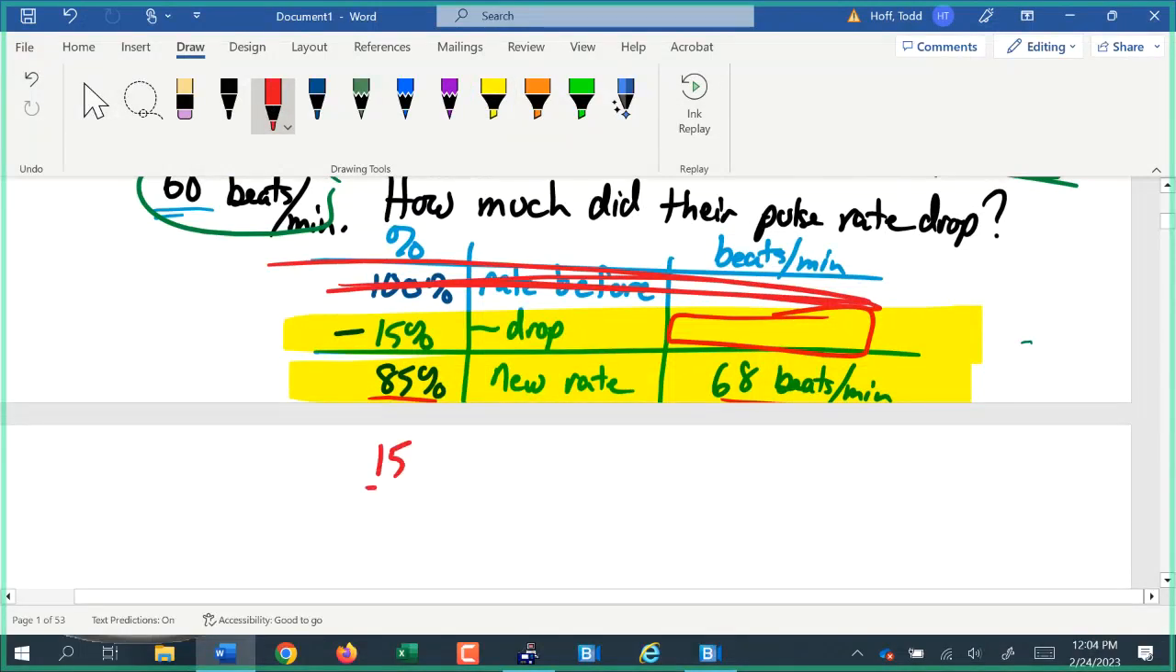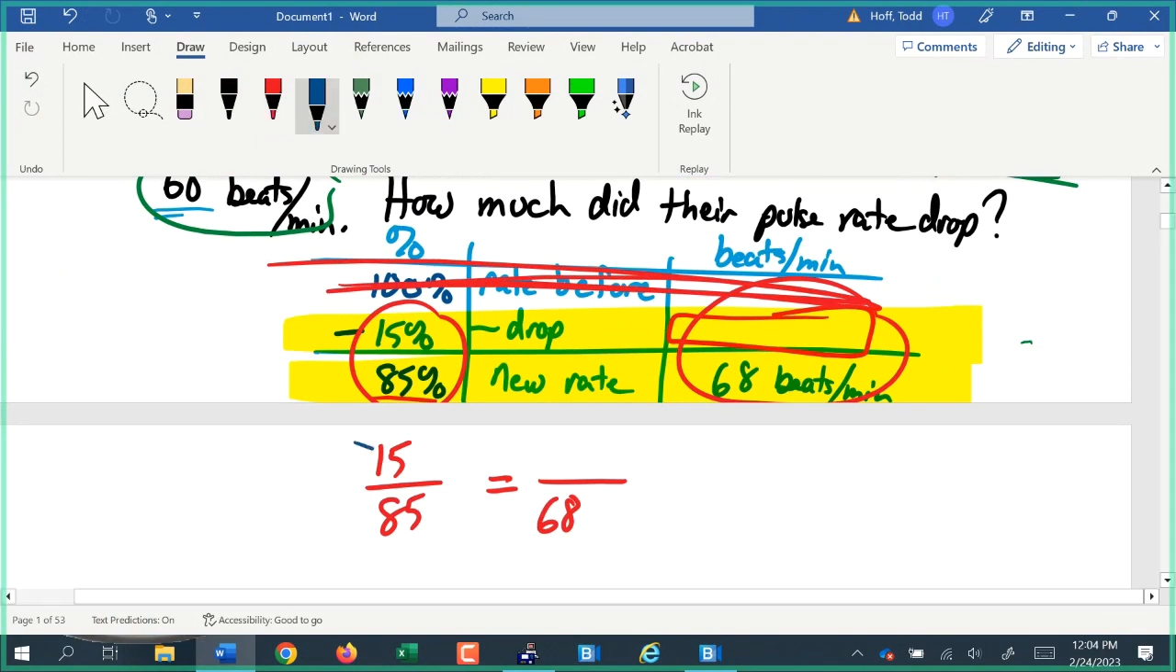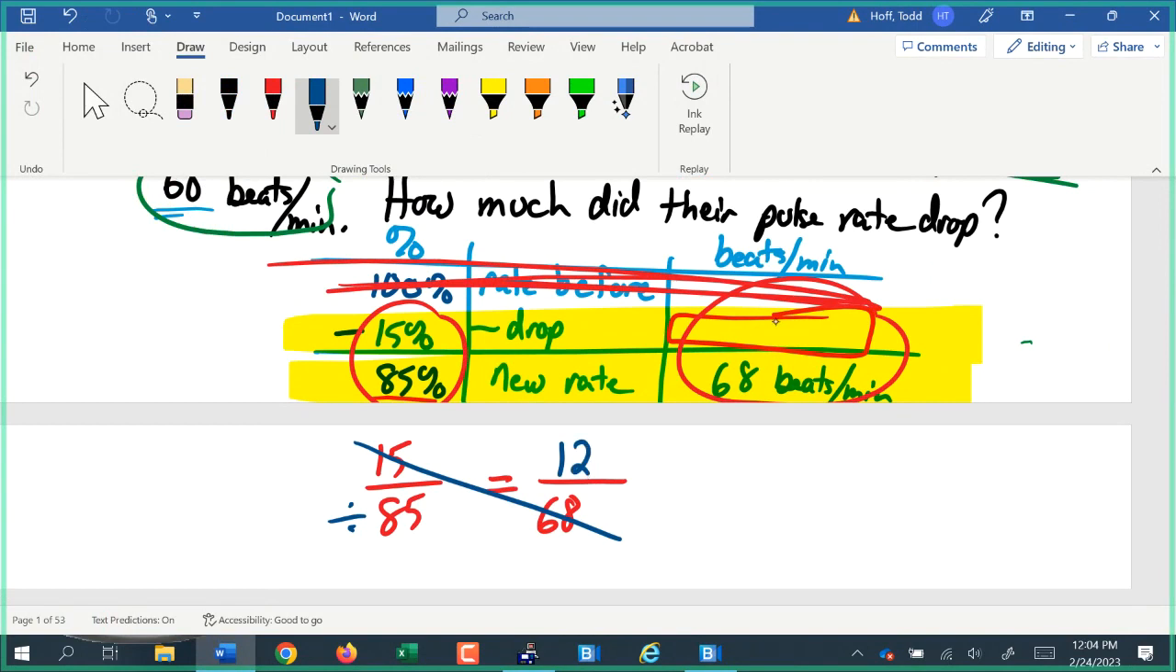I have 15 over 85 there. That equals, on this side, it's blank over 68. And I can cross multiply and divide. 15 times 68 divided by 85, which gives us 12. Which means the amount of drop, the decrease in heart rate, was 12 beats per minute.